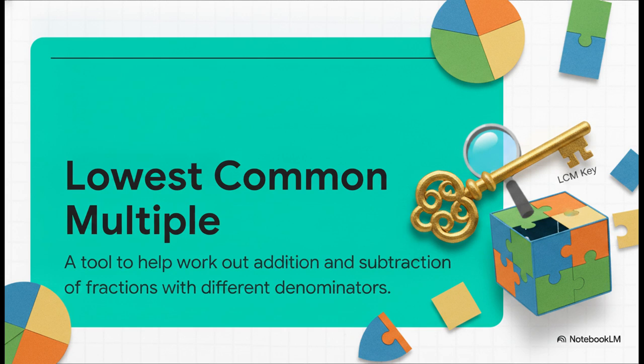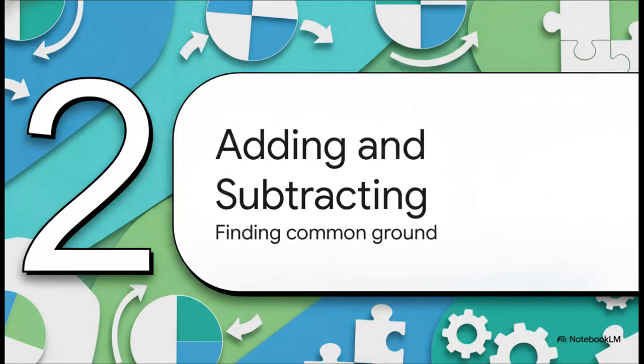Think of the LCM like a secret master key. It unlocks the whole problem by helping us cut those different sized pieces into brand new, smaller pieces that are all exactly the same size. And once those bottom numbers, your denominators, match perfectly, the math becomes so incredibly easy. Moving on to Section 2, adding and subtracting, which is all about finding common ground.